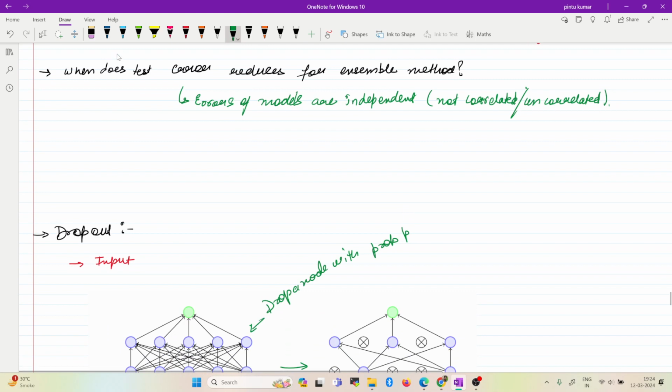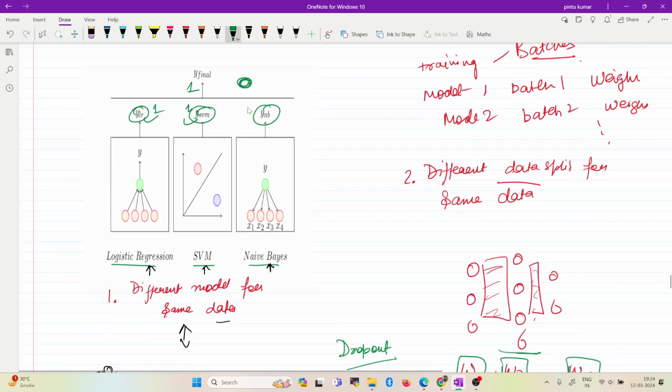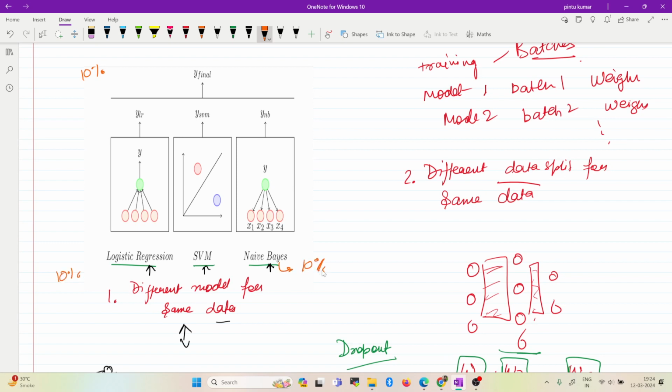That we'll do in a while. The question that I've written over here is, when does test error reduce for an ensemble method? Let's say I was using just SVM and I was making 10% error. When I used logistic regression alone, I was also making 10% error. Naive Bayes alone, also 10% error. But when I combined all of these, let's say I am only making 4% error. So what could have happened? This is the question.